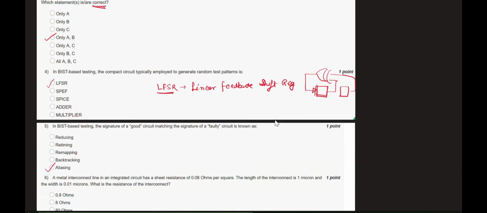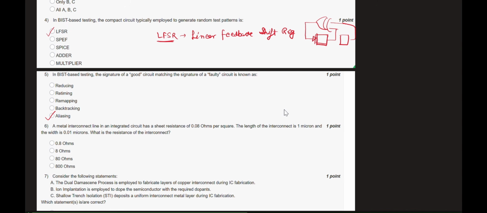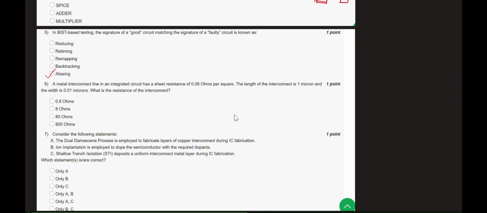Moving on to our question discussion. So aliasing is the option. Aliasing was one of the options, and I take that option. So this is the solution for question number five. Let's go to the sixth question.